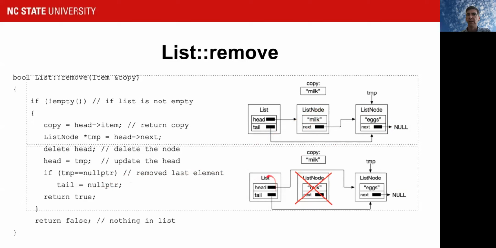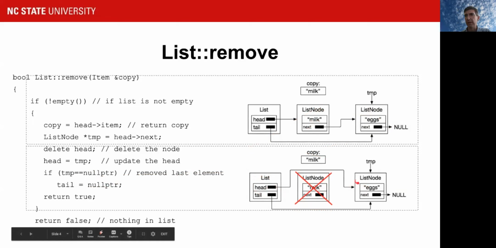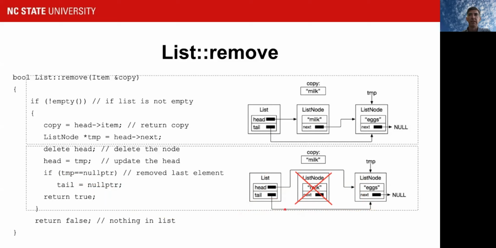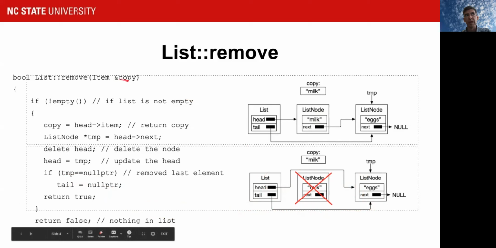Okay, and after we do that, for this case, head will be pointing at eggs, tail will be pointing at eggs. In fact, tail doesn't change for this list because since temp is not null pointer, temp is actually pointing to something, then we won't take this code and we won't modify tail. Okay, and then we return true to reflect the fact that we really did remove something from our list, and the item that we passed by reference in here will have a copy of what we removed. It'll have a copy of milk. And since we're returning true, the caller can then use that information in some way.